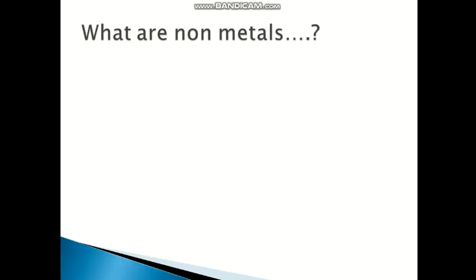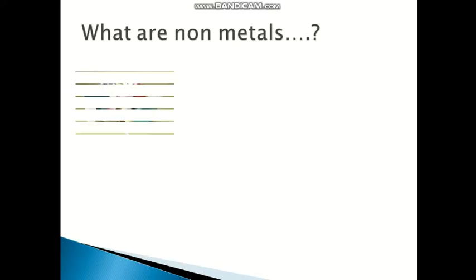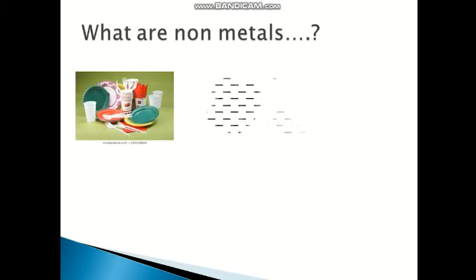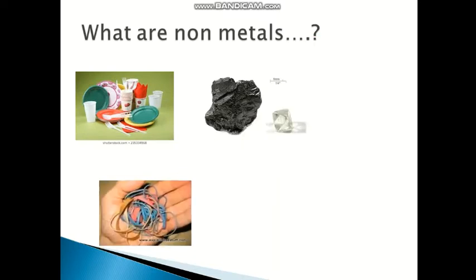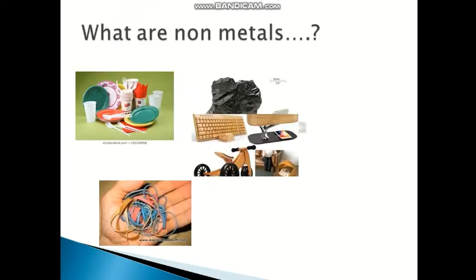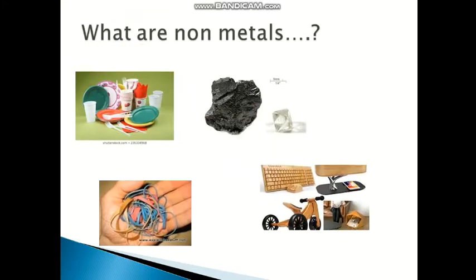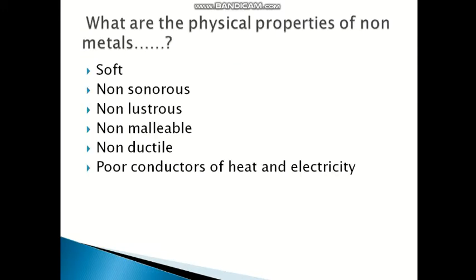Students, then what are non-metals? I'll show you some examples. You have to compare the physical properties of these non-metals with the previous metals. The plastic compound is a carbon. Here you can see a rubber band and the wooden items also. Compared to the metals, can you observe any changes in its physical properties? Yes. Let's compare the physical properties of non-metals with metals.